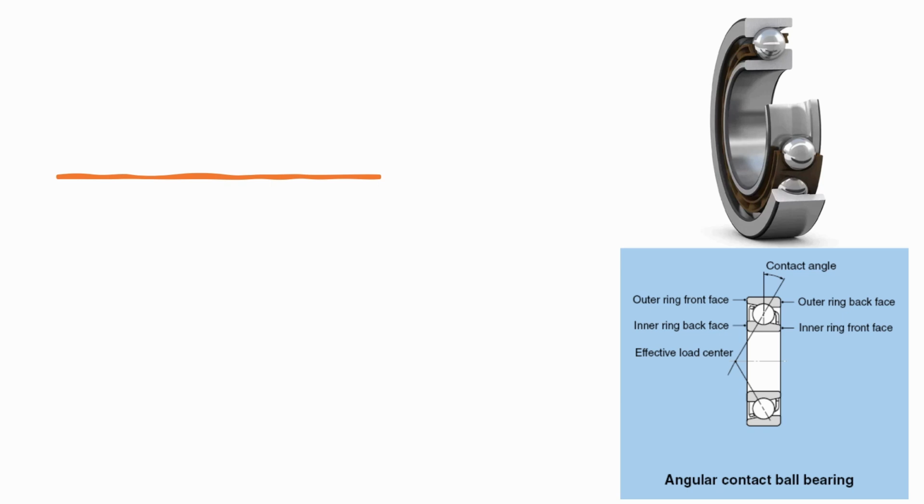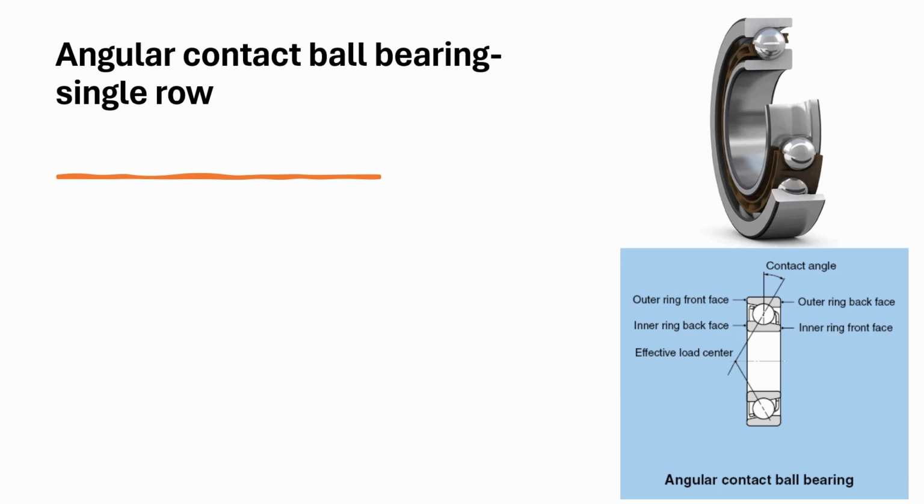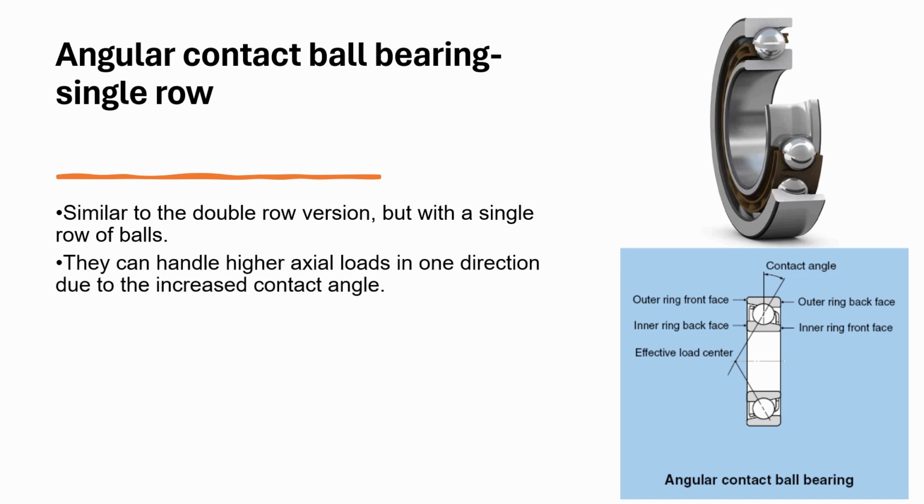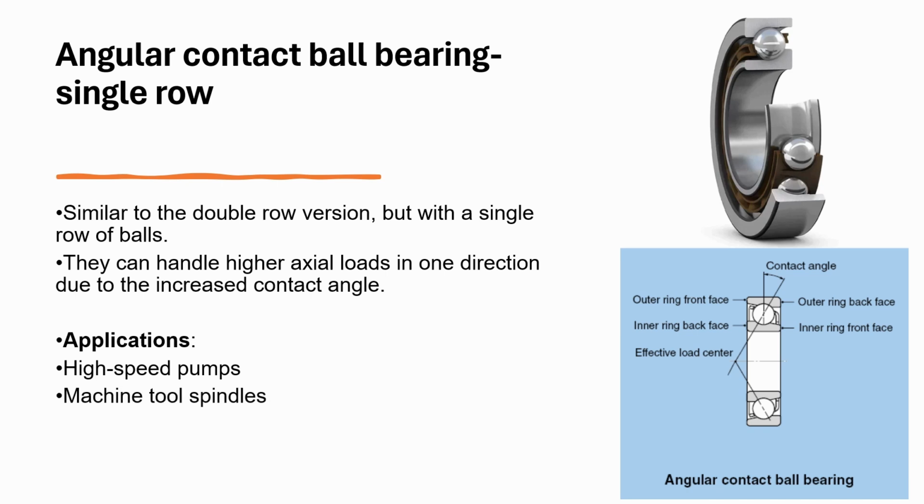Angular contact ball bearing, single row. Similar to the double row version but with a single row of balls. They can handle higher axial loads in one direction due to the increased contact angle. Applications: high-speed pumps, machine tool spindles, automotive applications, for example, transmissions.